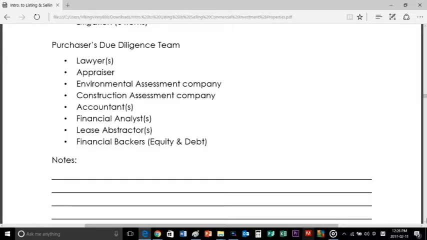The purchaser's due diligence team: lawyers, appraiser, environmental assessment company, construction assessment company, accountants, financial analysts, lease abstractors, and financial backers, equity and debt.